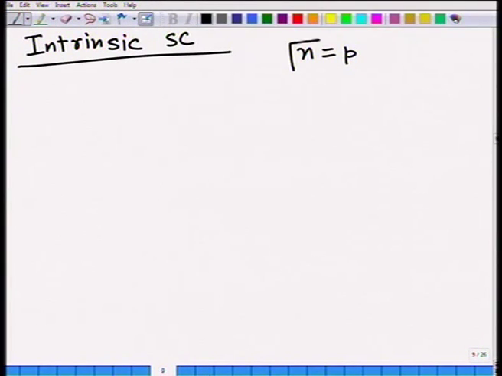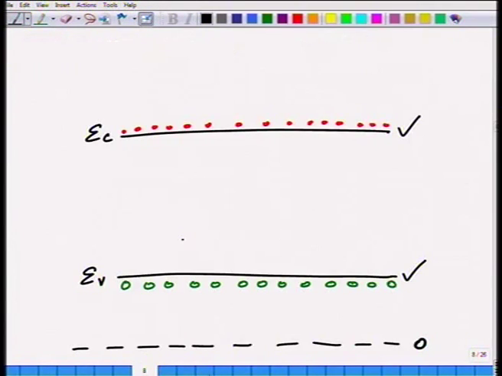n is equal to p. This is basically the definition: the number of electrons in the conduction band is the same as the number of holes in the valence band. Notice where I am drawing, by the way.